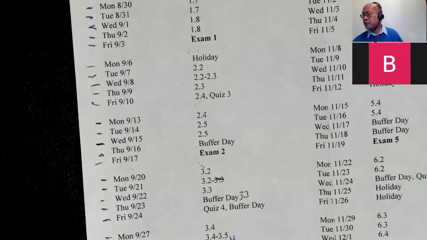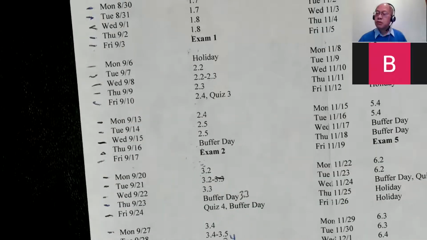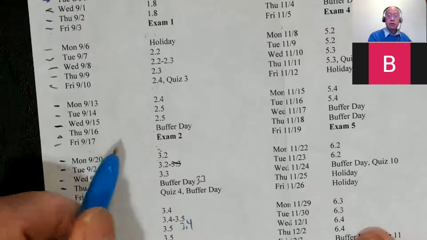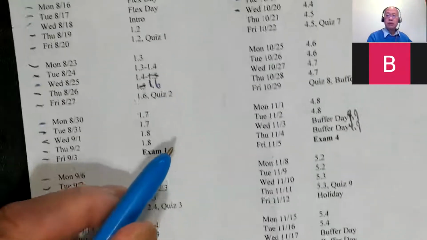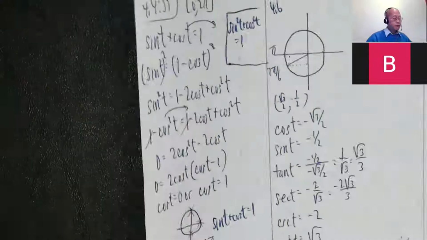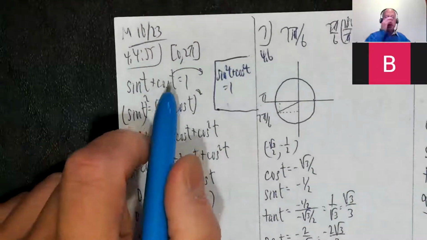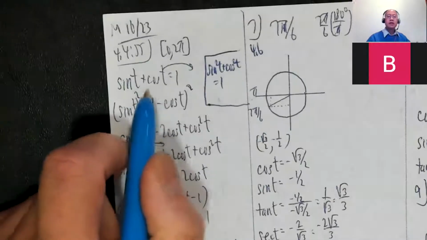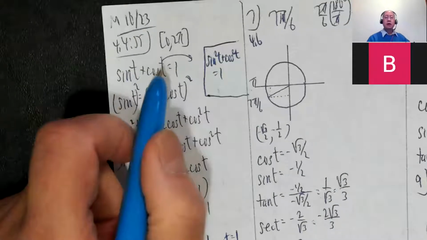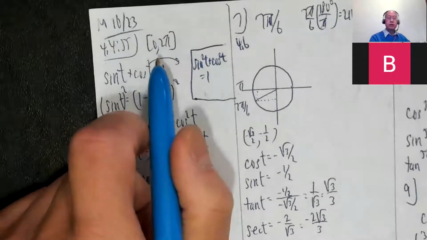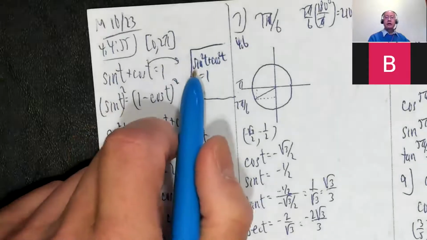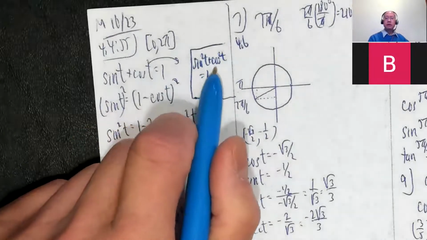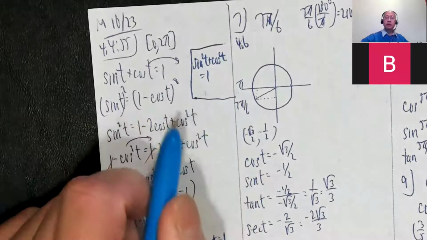All right, but before doing that one, I do have a request to go back and do 4.4, number 55. So let me show you how that one works. So 4.4 number 55: solve for sine t plus cosine t equals 1 on the interval from 0 to 2 pi. And side note, remember that sine squared of t plus cosine squared t is equal to 1.